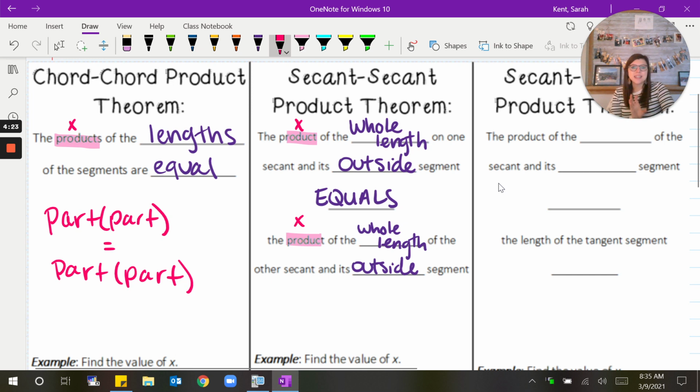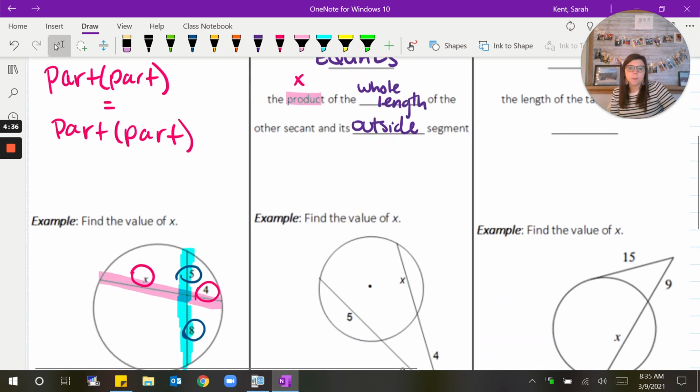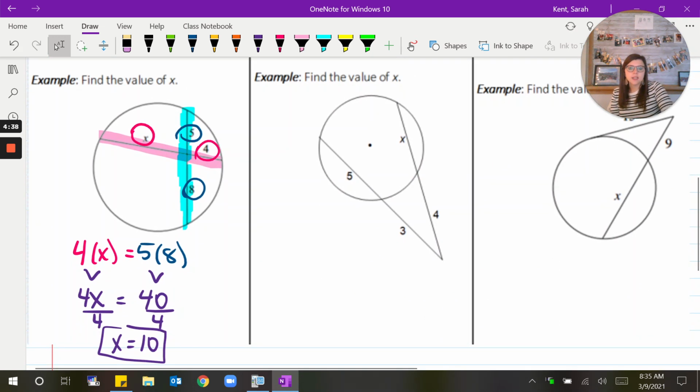So I'm going to use the picture to show you what it means by whole length and outside segment. Because if you just look at the words, it's a little weird. So let's look at the example to know what these words mean. So here's our example, and you can see here I've got one secant, and it's got part of it inside, part of it outside. Then I've got another secant, again, part of it inside, part of it outside.